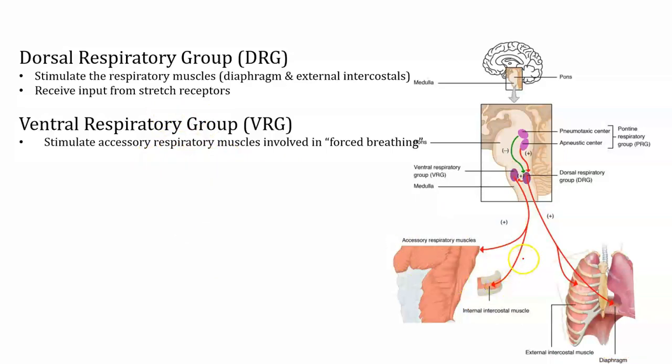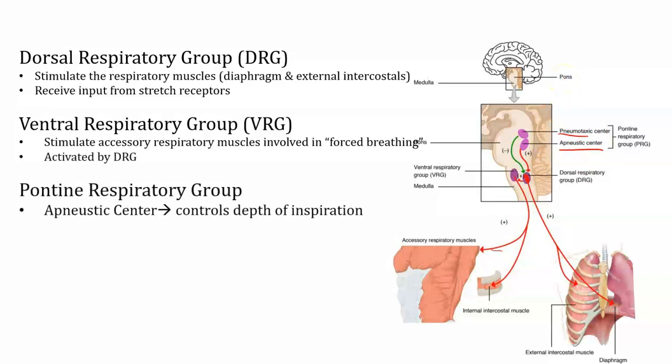Both of these centers, by way of the dorsal group here, are regulated further by some centers in the pons. And there is the apneustic center. This controls the depth of inspiration, and then the pneumotaxic center controls the relaxation. So the role of these is somewhat unclear, but all that to say, there are some higher centers in the pons, which have some important effect in causing this whole reflex to happen.